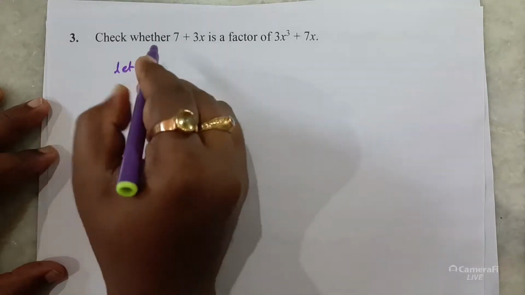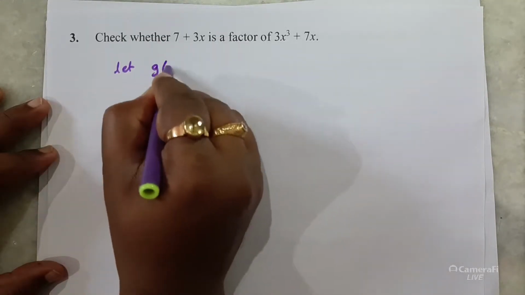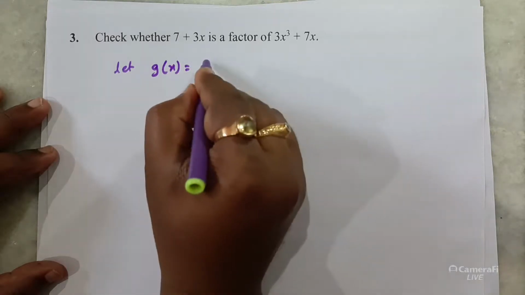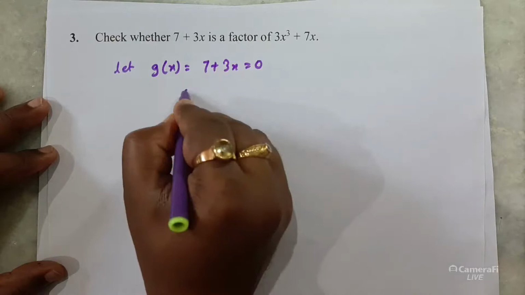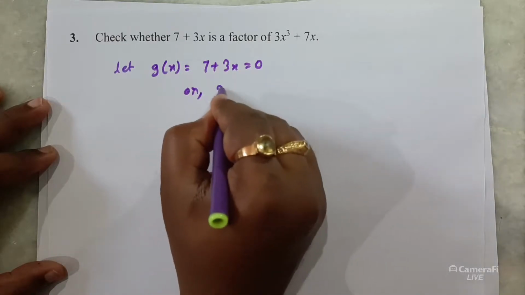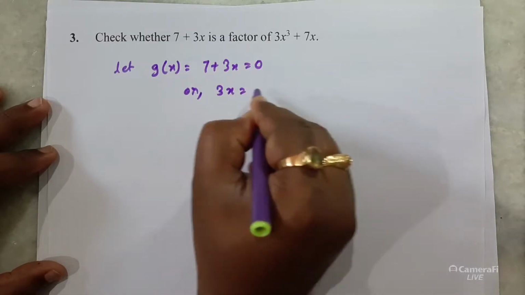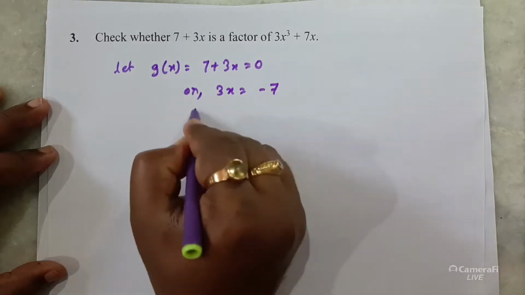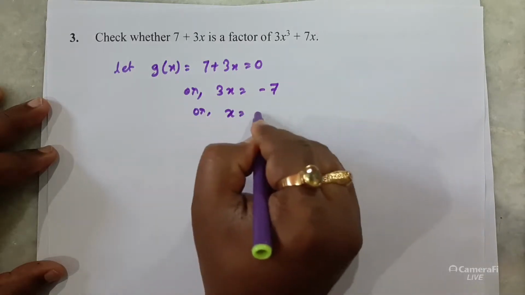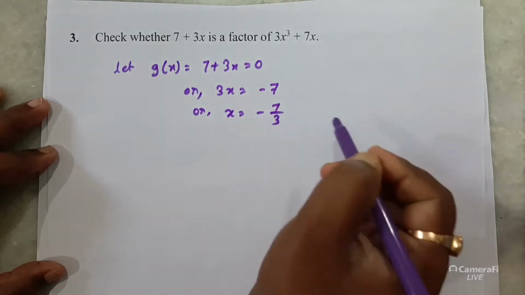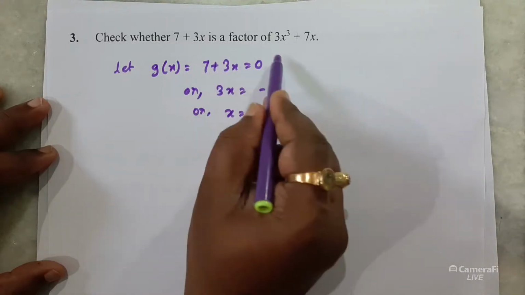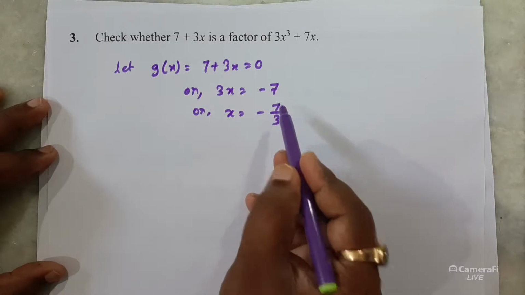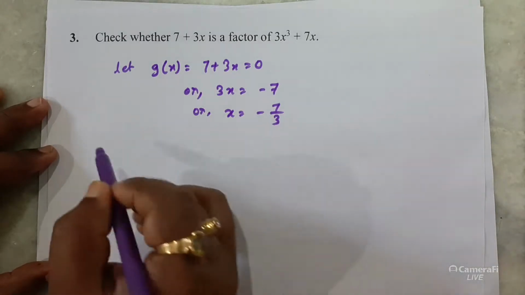Let g of x equals 7 plus 3x equals 0, or 3x equals minus 7, or x equals minus 7 by 3. Okay, 7 is positive here. If you move it across, it will be minus 7 by 3.